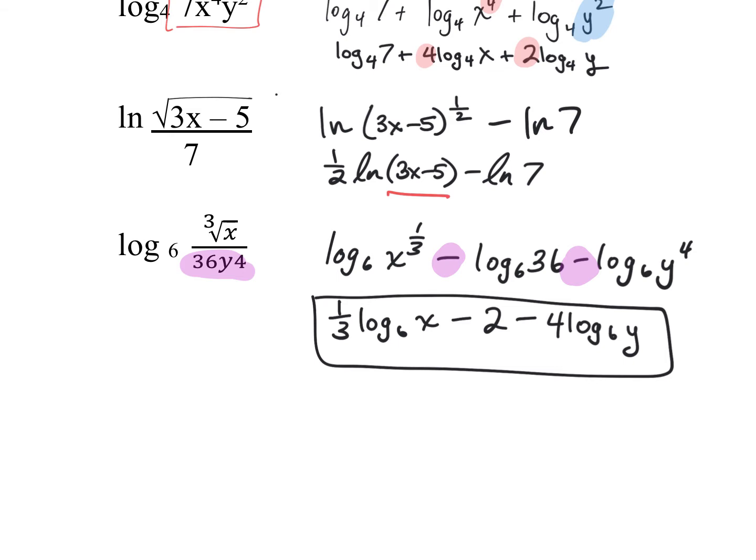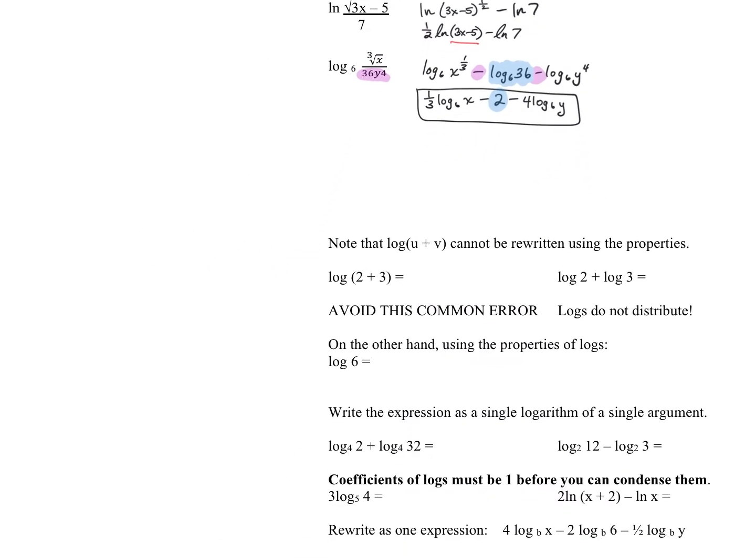The other thing that some people may have overlooked is I evaluated this logarithm in the middle. Log base 6 of 36 is asking me what power do I need to raise 6 to in order to get 36 as a result. Well, I can evaluate that directly as 2. All right, let's keep moving.